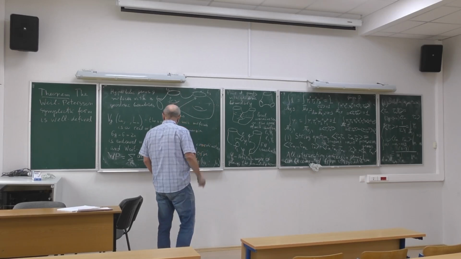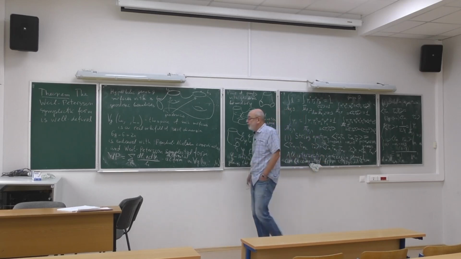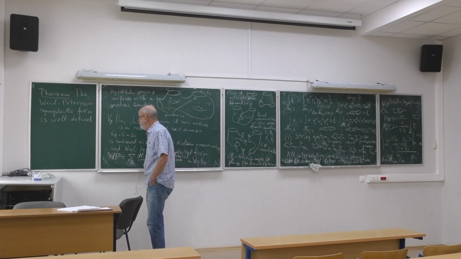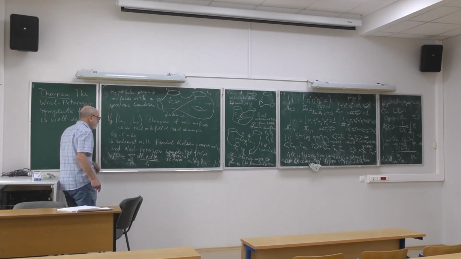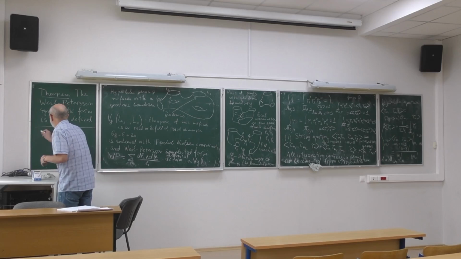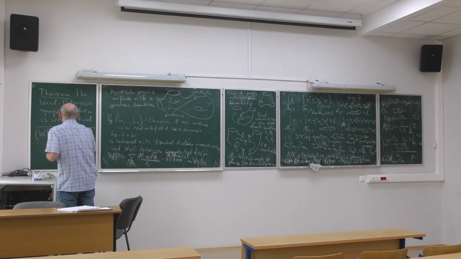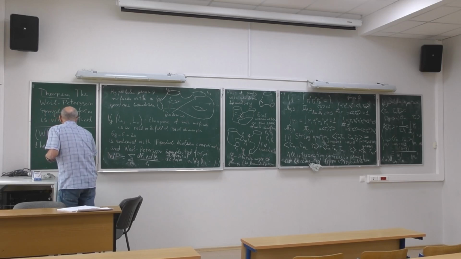I must check whether I am correct or not. Okay. Having this two form, we are able to consider its power, omega to the power 3g minus 3 plus n, and it is the Weil-Petersson volume form.